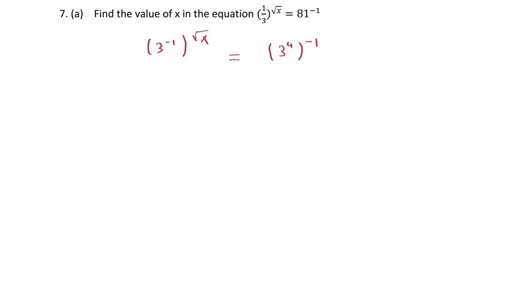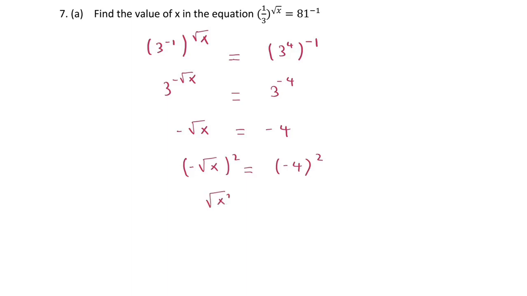Next, let us multiply the exponents. Then our equation is going to be 3 power negative square root of x equals 3 power -4. Now, since the bases are the same, we are going to compare the exponents. Then our equation is going to be negative square root of x equals -4. Next, let us square both sides in order to eliminate the square root. Then our equation is going to be, in brackets, negative square root of x, squared, equals, in brackets, -4, squared. Solving this, we get x equals 16. And this is going to be our answer.